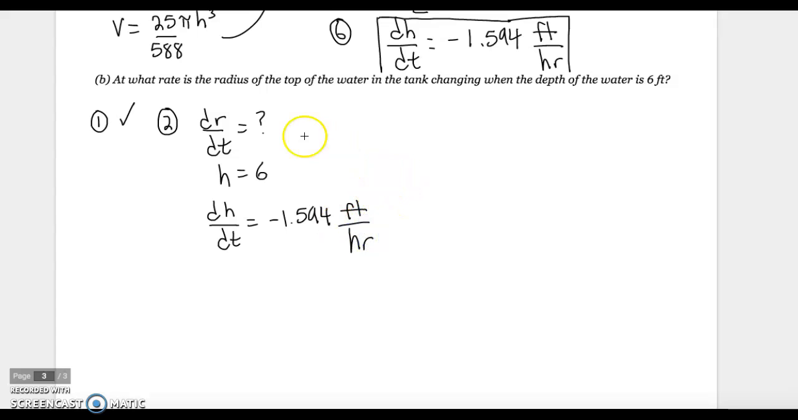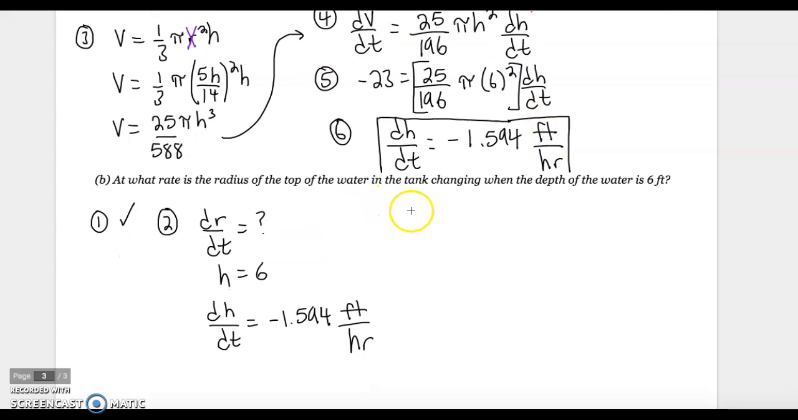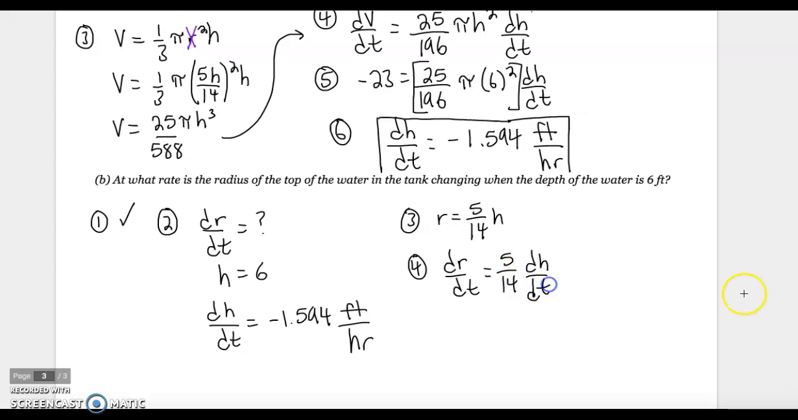And so now we want to write an equation that relates radius and height, and luckily we already did that up here. So instead of relating volume and height, we're relating radius and height, and I'm going to use the simplified version of this just because I don't want to deal with the quotient rule if I try to derive r over h. So this is my equation, r equals 5/14 h, and then I implicitly differentiate, which gives me dr/dt equals 5/14 dh/dt. And I know dh/dt, and I'm solving for dr/dt, so this works out really well.